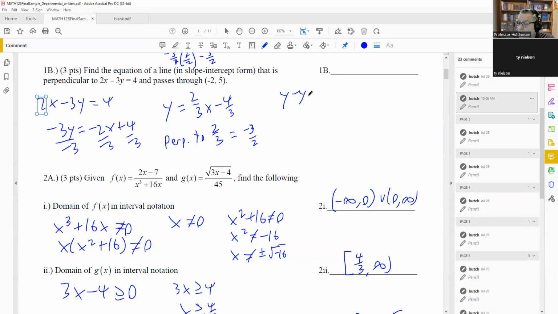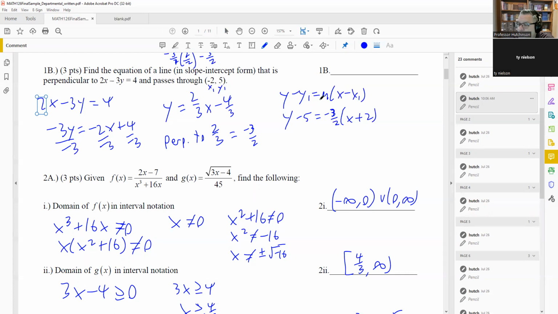So now I'm just going to use the point slope formula. And I have x1 and y1 is given right here. That's this negative 2, 5 point that was given. So we'll put that in. y minus 5 equals m, which is negative 3/2, and I have x minus negative 2, which will give you x plus 2 there.